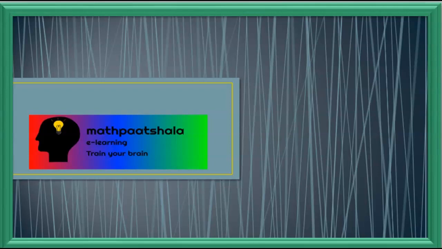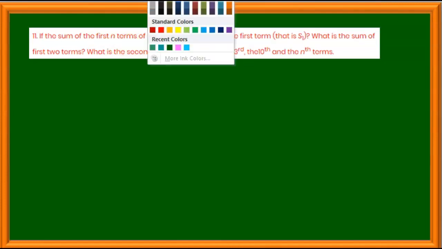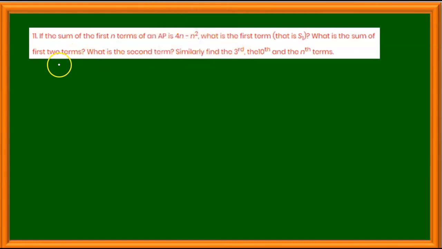So here are more questions, application of sum of terms. How to do this question? Let us check that one. If the sum of first n terms of an AP is given as 4n minus n square, that means Sn is given here as 4n minus n square.